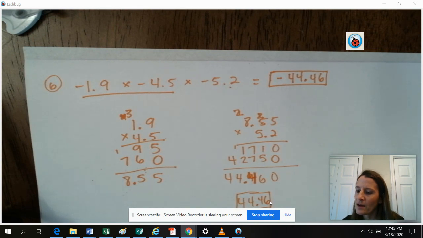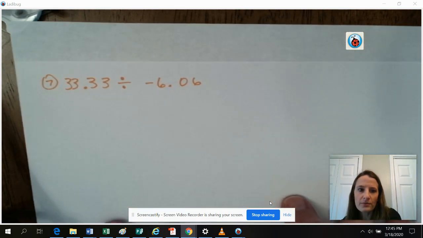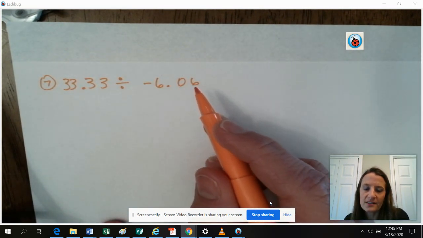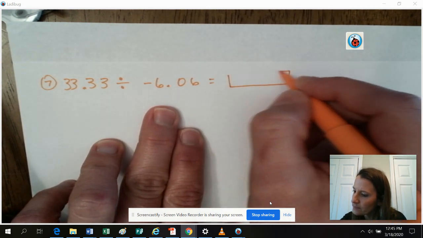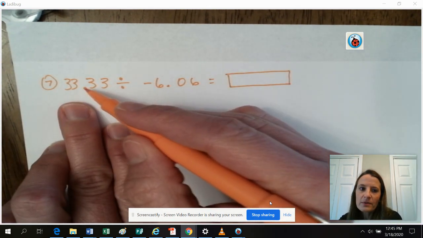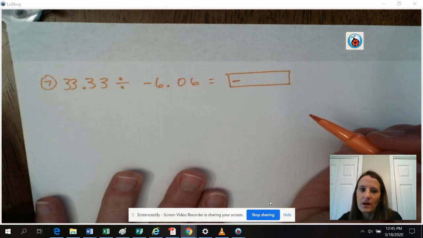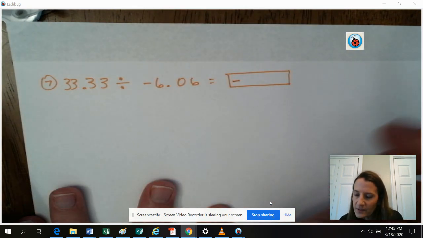All right, let's talk about dividing decimals real quick. 33 and 33 hundredths divided by negative 6 and 6 hundredths. Let's go ahead and take care of our sign. A positive number divided by a negative number will always be a negative number. So I want to rewrite this. I want to get rid of the decimals. I hate dividing with decimals.